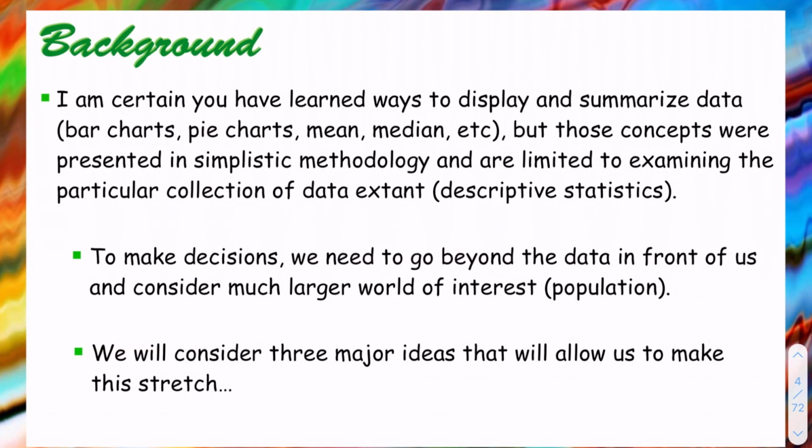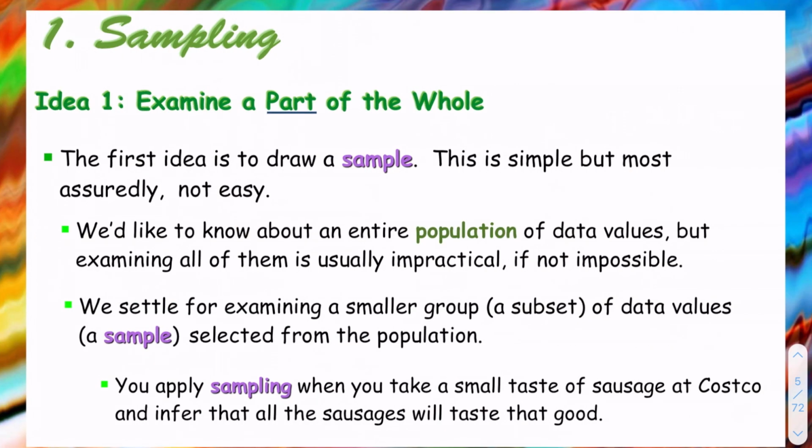So just a little background. I'm certain you've learned ways to display and summarize data. There's bar charts, pie charts, we have mean, median, mode. You know the drill. Both those concepts were presented in simplistic methodology and are limited to examining the particular collection of data extent. To make some decisions, we need to go beyond the data in front of us and consider a much larger world of interest, so the whole population, as opposed to just our specific people that we can ask questions of. So we will consider three major ideas that will allow us to make this stretch.